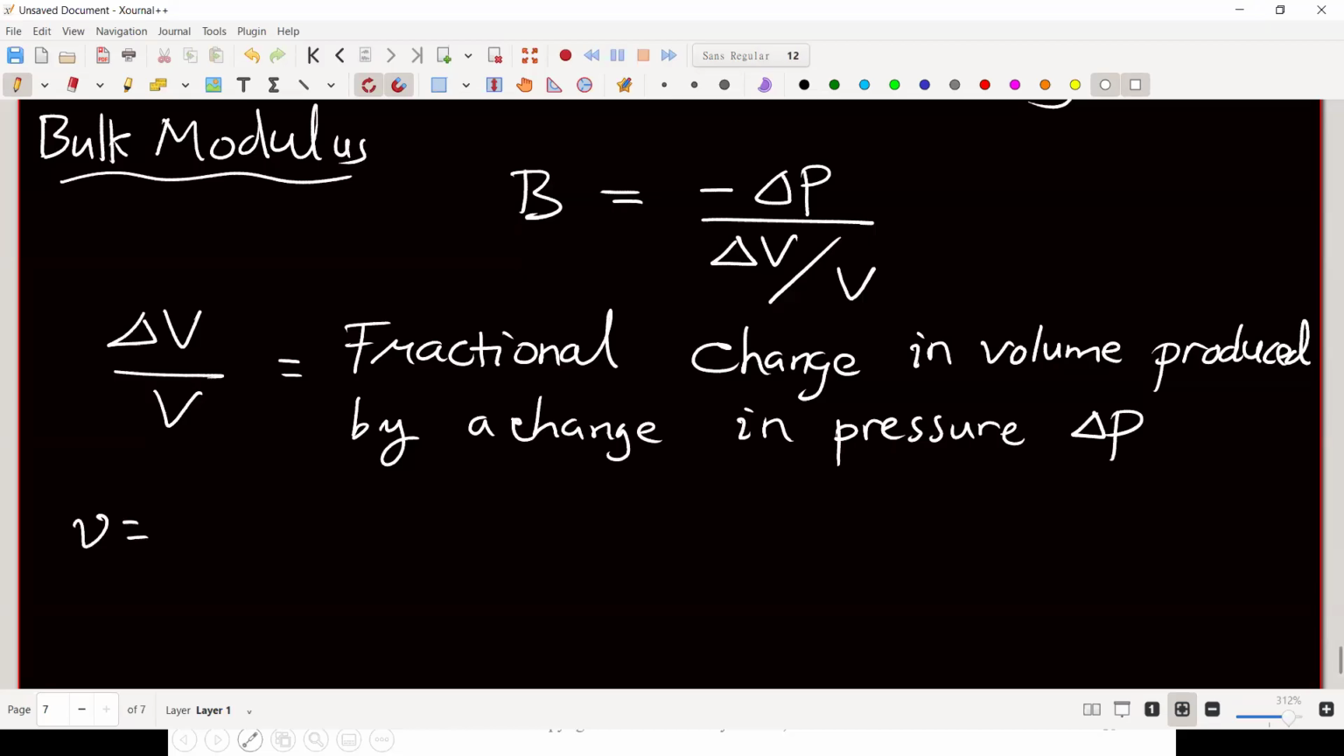So you know that v is the square root of B divided by rho. Okay. So B is bulk modulus, and then rho is mass density. Okay, this one is the speed of sound.